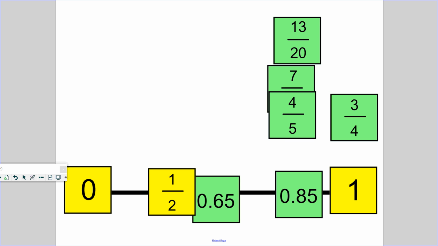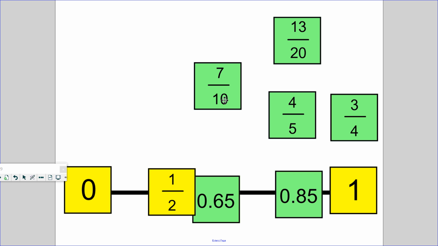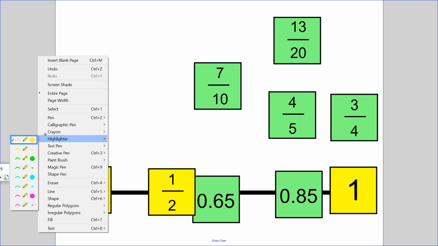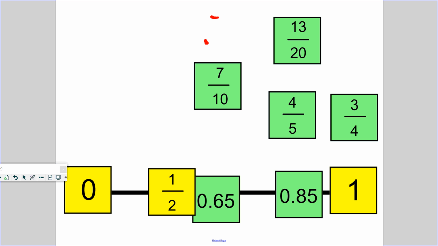Next one. 7/10. I'm going to build this to hundreds. So if I build that to 100 times 10, that'd be 70 hundredths. I want to build all these into hundreds. Can 20 go into 100 times 5? That's 65 hundredths. This is 70 hundredths.